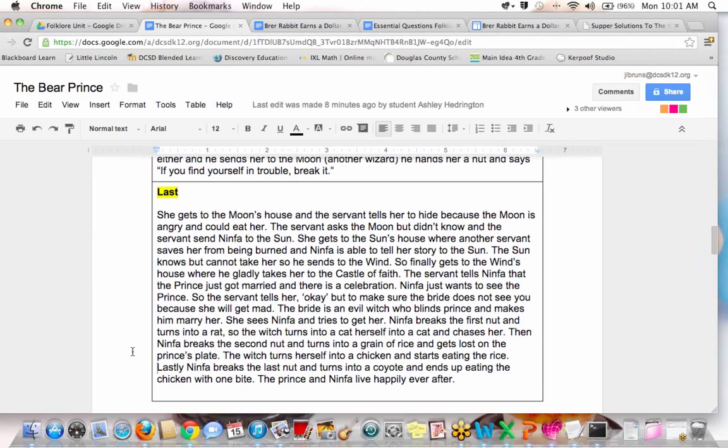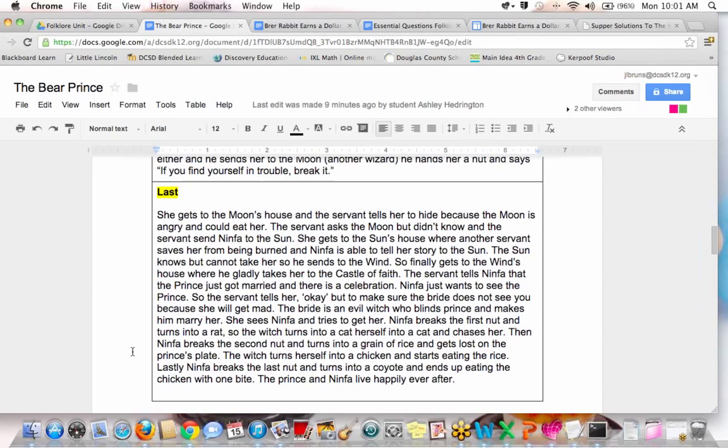The sun knows but cannot take her, so he sends her to the wind. So finally, she gets to the wind's house, where she gladly takes her to the castle of faith. The servant tells Ninfa that the prince just got married and there is a celebration. Ninfa just wants to see the prince, so the servant tells her, okay, but to make sure the bride does not see you because she will get mad.